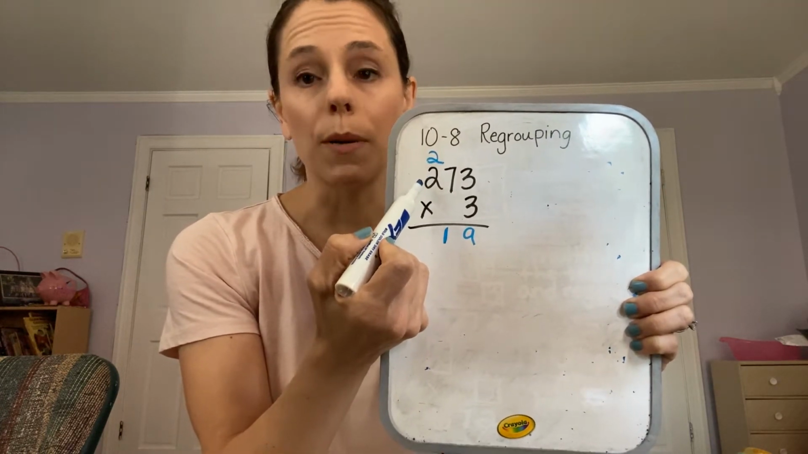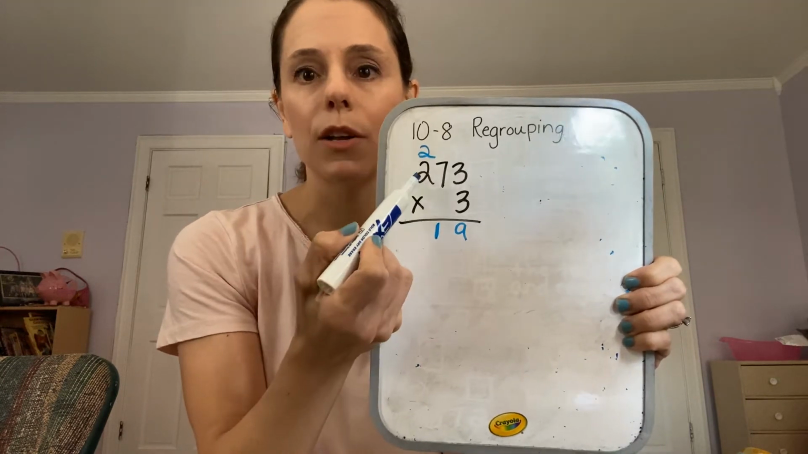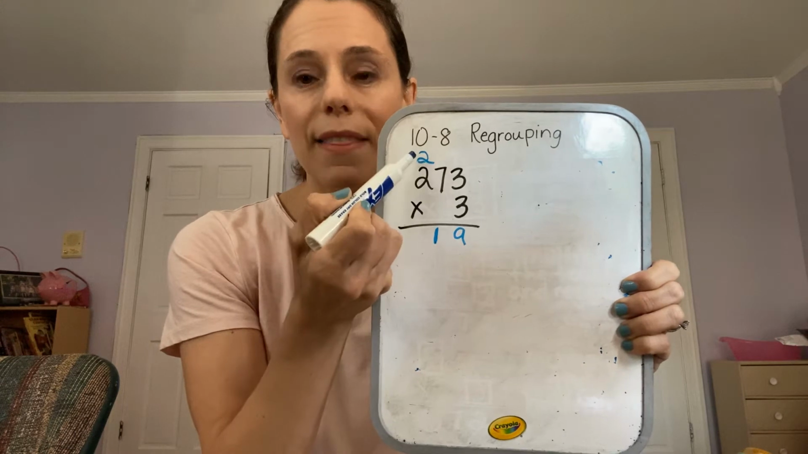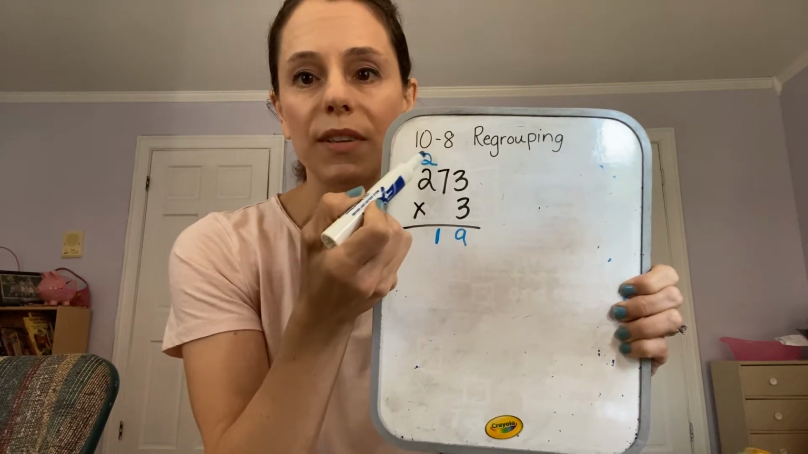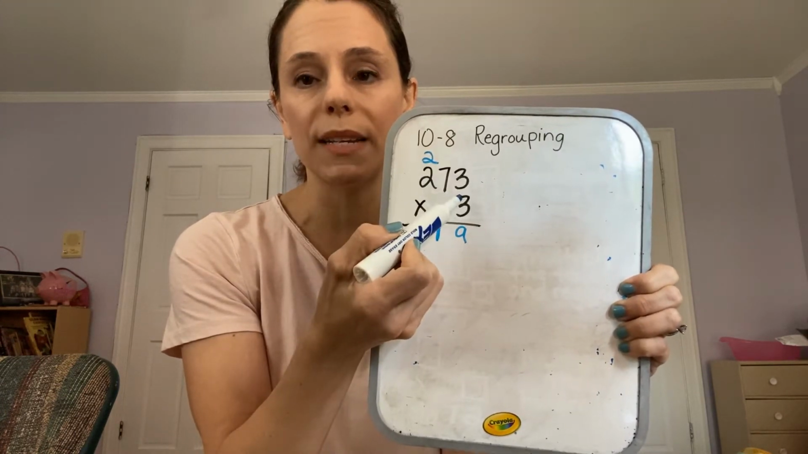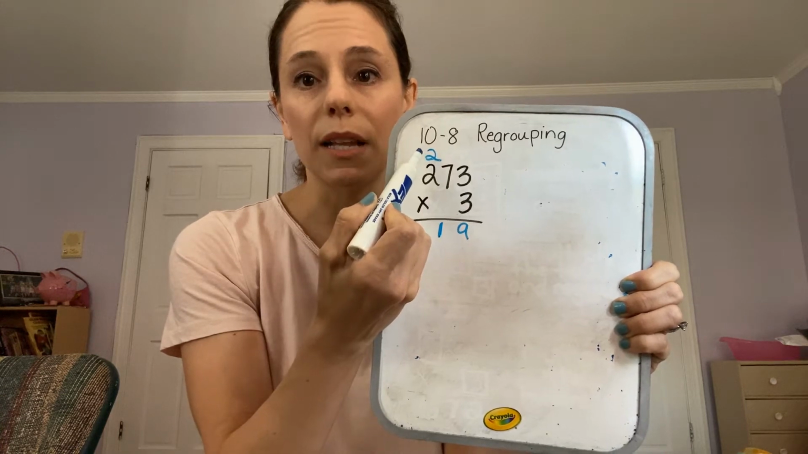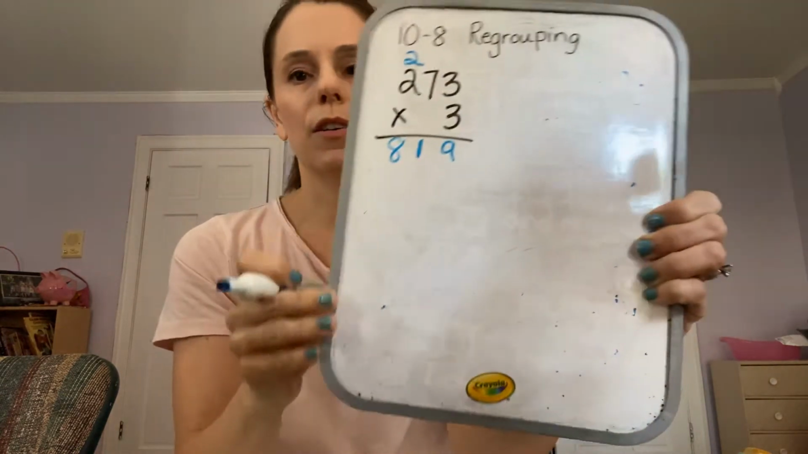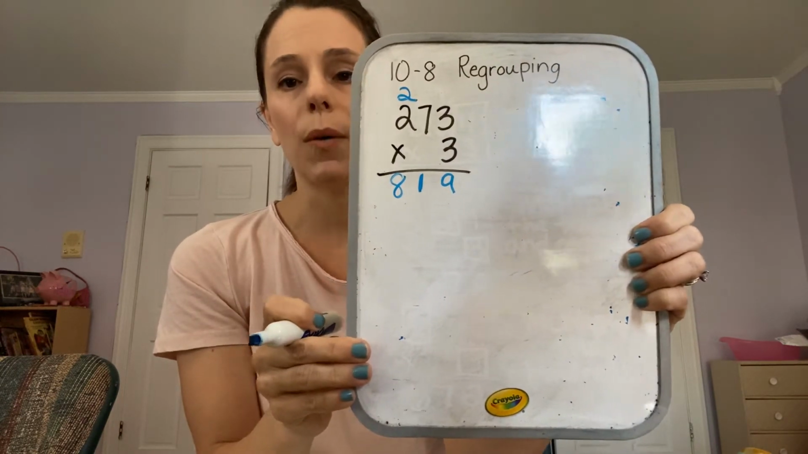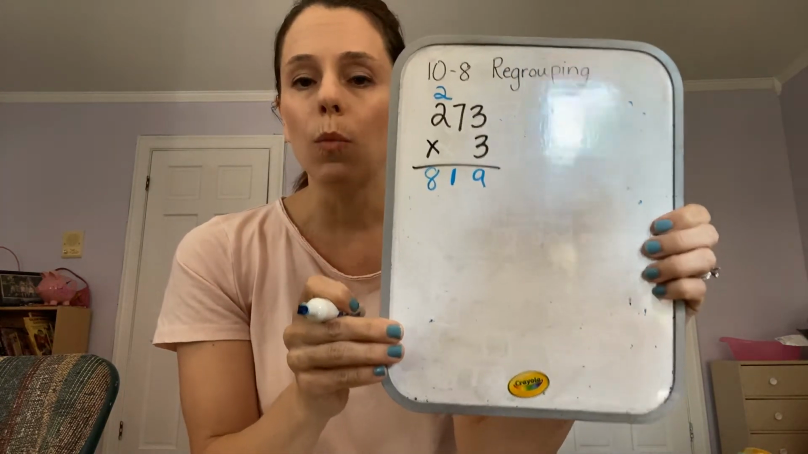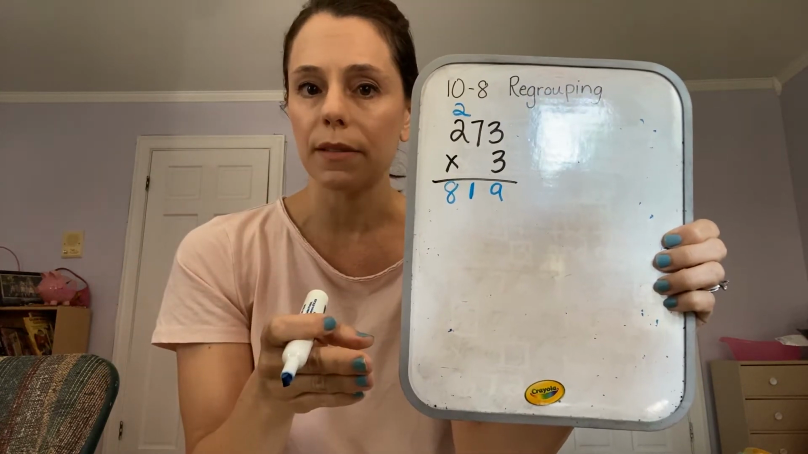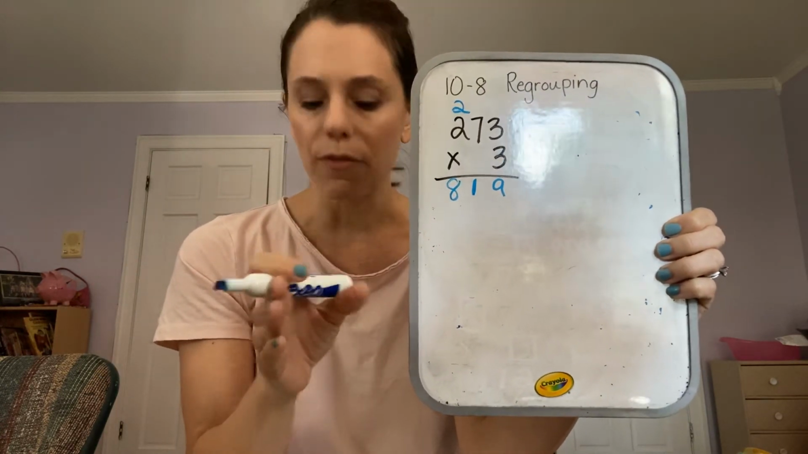So now we're going to multiply, then add. 2 times 3 is 6. And then you have to add the 2 in the top. So 2 times 3 is 6. Plus 2, 7, 8. 819. Okay? So you're regrouping once, but it could be either in the tens place or the hundreds place. All right, guys? So be a little careful when you're doing that.